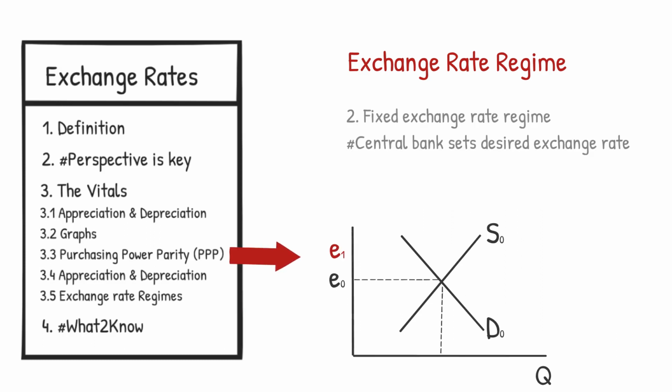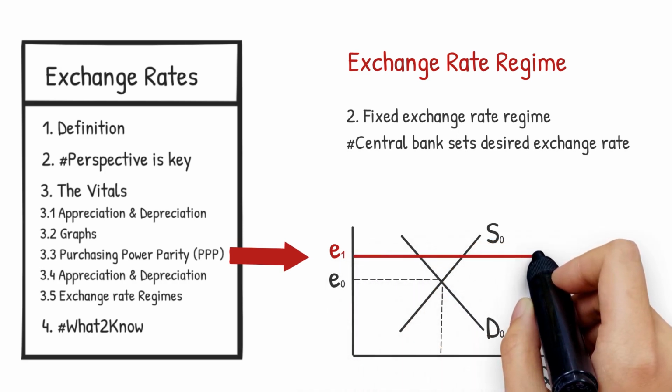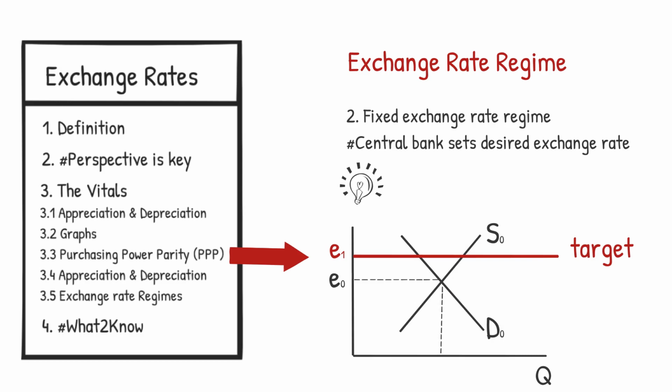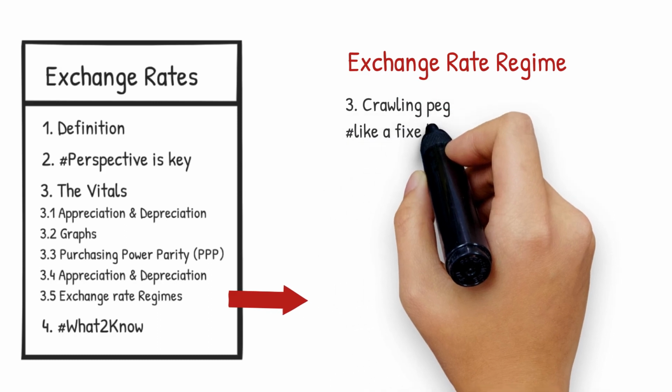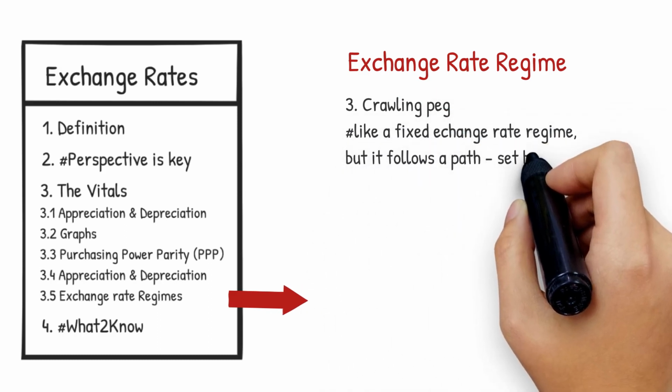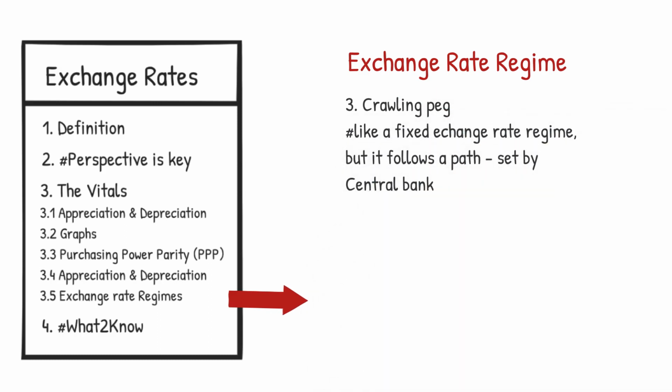With the fixed exchange rate regime depicted in graph 6, the central bank sets a desired exchange rate. Remember the balance of payment reserves? The central bank adds to or depletes reserves to keep the market at the targeted exchange rates. Now, the crawling peg is like a fixed exchange rate regime, but it follows a path set by the central bank.